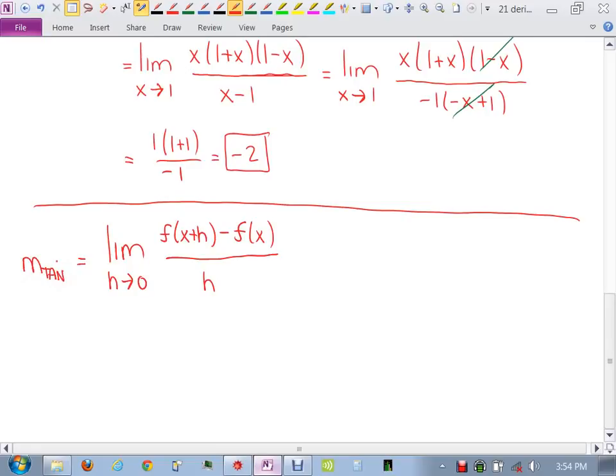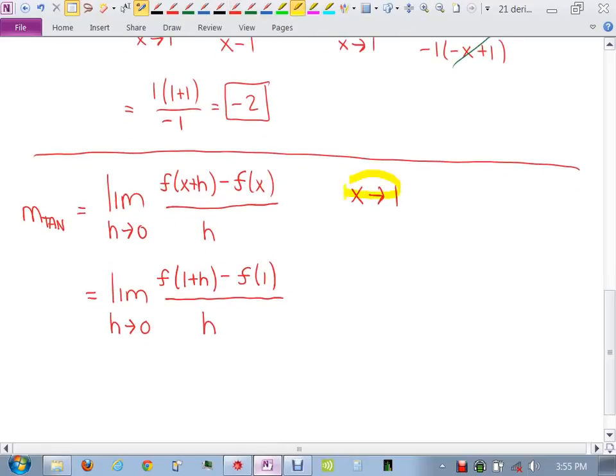the difference in this definition is in the previous one, we replaced a with 1, didn't we? A with 1. In this one, you replace x with 1. So I'm going to let x be 1, right? So let's write down limit h goes to 0. Then it becomes f of 1 plus h minus f of 1 all over h.